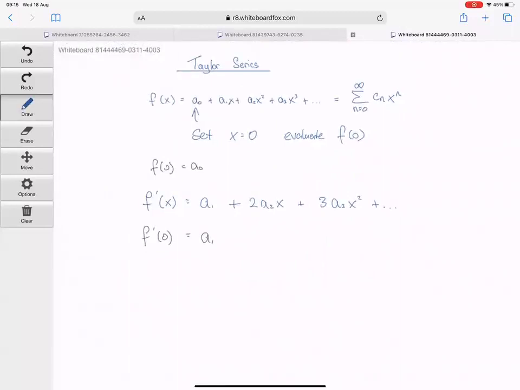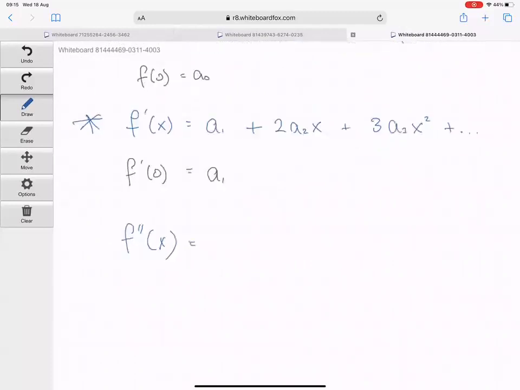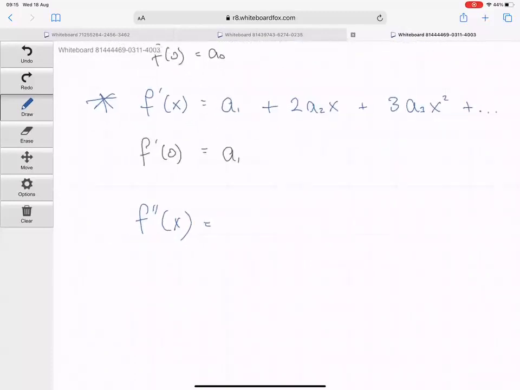So f double dash of x means differentiate twice. So that's going to be differentiate once, I've got up here, so differentiate twice. I'll just differentiate that one. The constant a1 goes to 0, right? Just a constant, no x term. 2a2x goes to 2a2. Okay. What about the third term? What happens to that when I differentiate? 6a3.